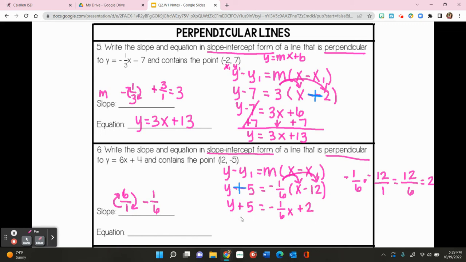Again, I'm solving for y, so my next step is to subtract 5 to both sides. Okay, now I'm left with y equals negative 1 over 6x, and 2 minus 5 is negative 3. So here the equation of the line that is perpendicular to y equals 6x plus 4 and contains the point 12, negative 5 is y equals negative 1 over 6x minus 3. Okay, so that's numbers 5 and 6. Now let's go ahead and continue.